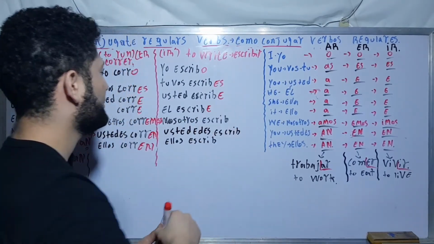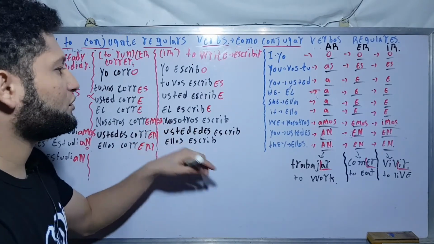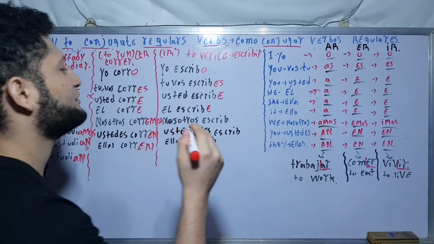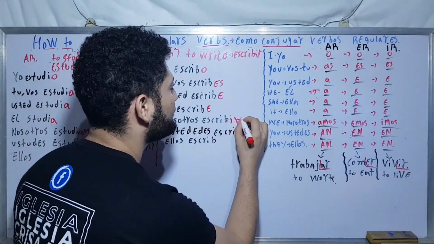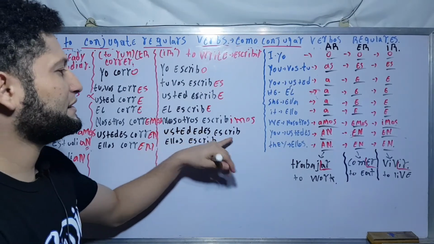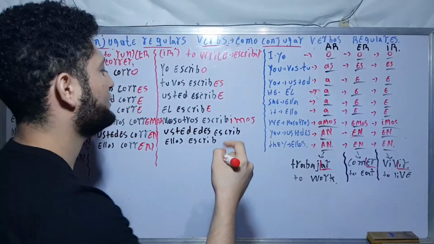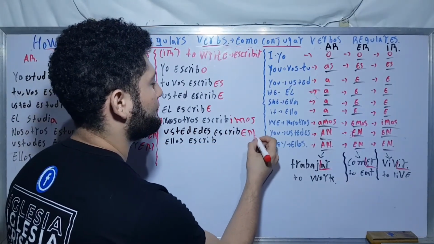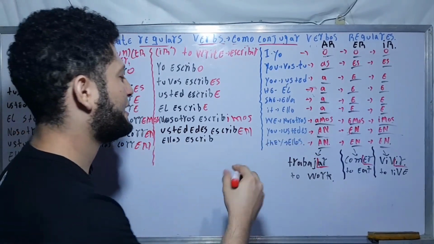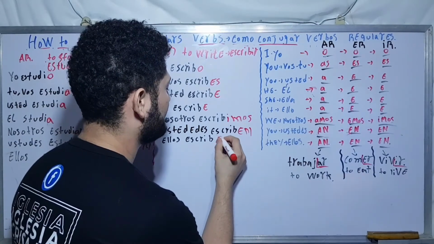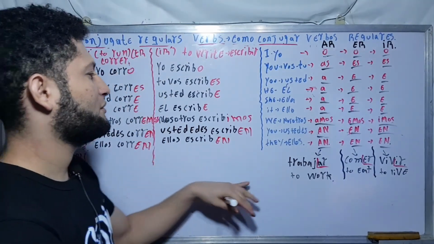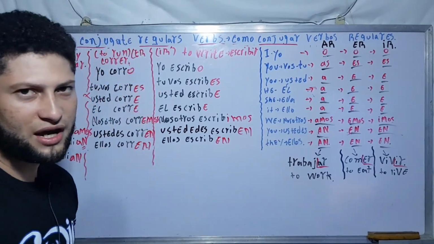Escribe. Él escribe. Nosotros, what? Nosotros escribimos. Ustedes escriben. EN, ustedes escriben. They write. Ellos escriben. EN as well, as the other one, you guys, the same conjugation.